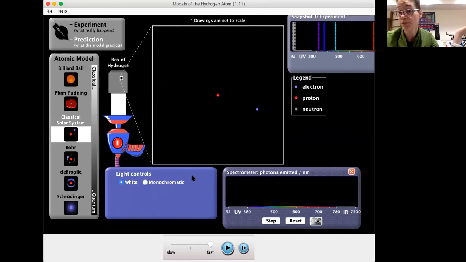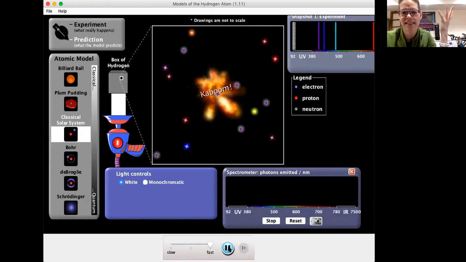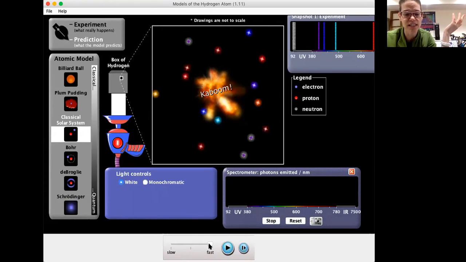So Rutherford, and everybody got this right in the video. Rutherford sucks everything into a nucleus, but then the electron should get literally sucked into the nucleus.